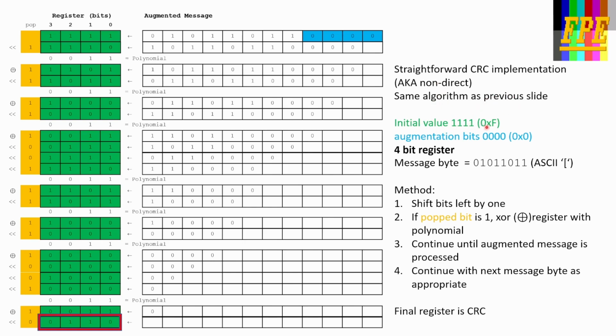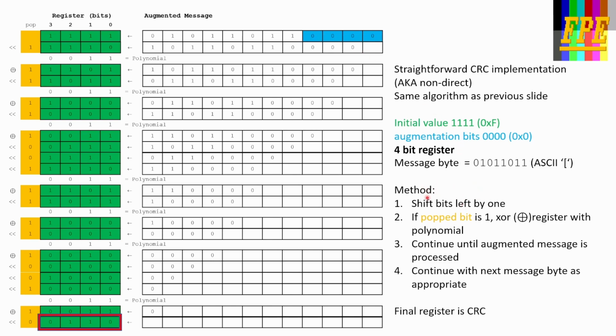Your initial value here is all ones, binary 0xf, so we'll put that over here. So this is what we start with in our register. Our register in this case has 4 bits, and we're starting with the initial value of all ones. The message is the same as before, the ASCII left square bracket character, so that's these 8 bits right here, and our augmentation of these last 4 zeros.